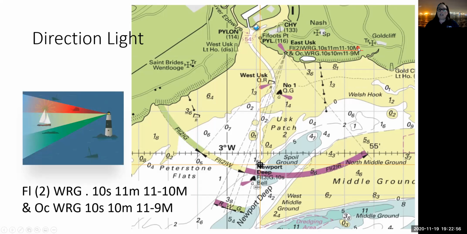So start to decode it. It's a game of saying what you see. So FL we know is flashing 2, so it is a group flashing light. We're going to expect to see 2 blinks of whatever it is. We've got white, red, green.